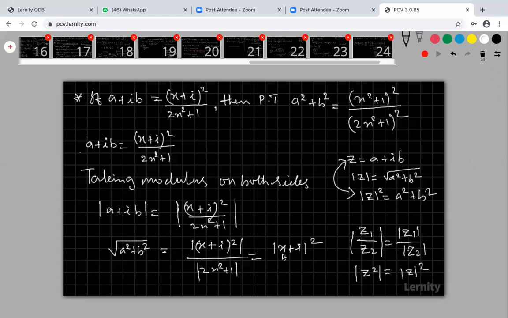So I am applying the modulus to x plus i, power 2. What is my modulus here? 2x square plus 1 is entirely my real part. What is my imaginary part? My imaginary part is 0. Another important result: if only a real part is there and the imaginary part is 0, then the magnitude of the complex number is that number itself. That real part itself is the answer.